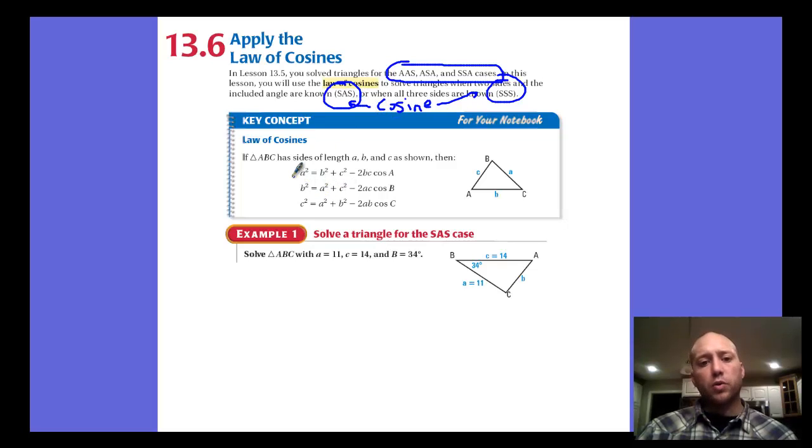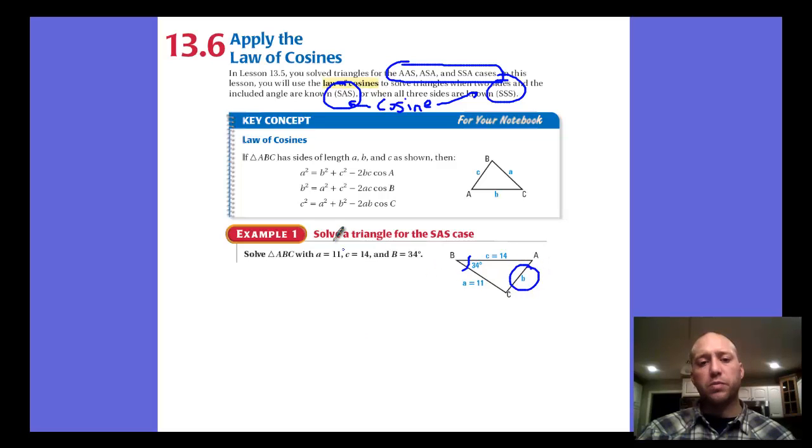So this is the law of cosines. If you're given sides A, B, and C, then you can solve for cosine A. Or if you're given sides B, C, and the angle between them, A, you can solve for side A. For this example here, we're given side 11, side 14, and the angle between is 34. So then we can plug that in.